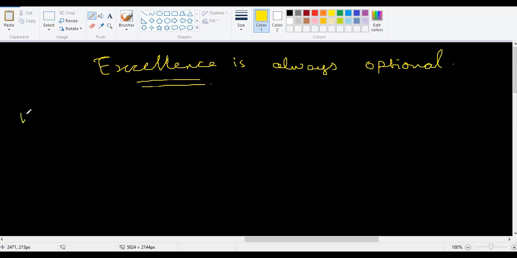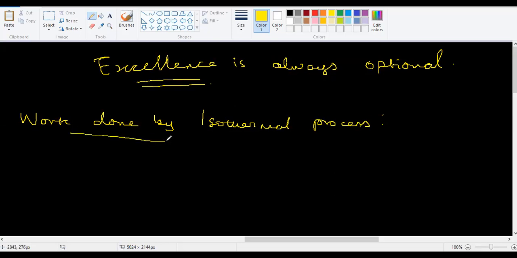Take it down, very important derivation: work done by isothermal process. Okay, so it's a derivation. You already know what is isothermal process, so I don't have to explain it. Q minus W is equal to delta U. Isothermal means same temperature. Same temperature means internal energy does not change, so delta U becomes 0. So Q is equal to W.